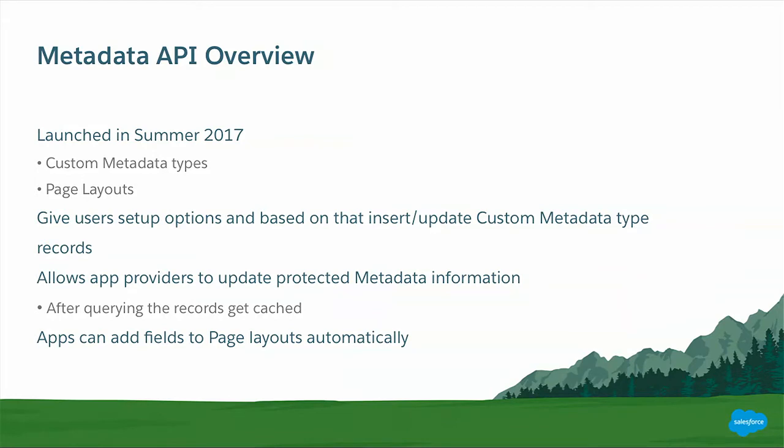So the custom metadata API support basically means that you can query the custom metadata types, you can update them, and you can insert them. Whereas the page layout support means that you can add, let's say, a field to a page layout programmatically, which was never possible. You had to request the admin to make such changes. Now, an app provider can set up fields and add them to the page layout.